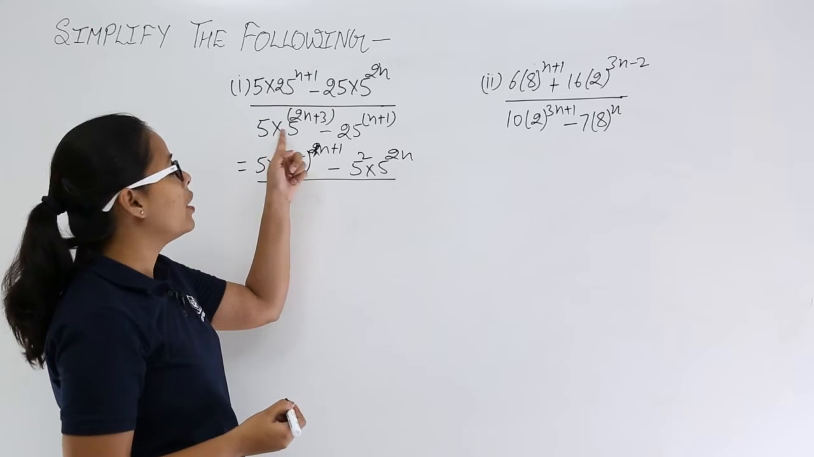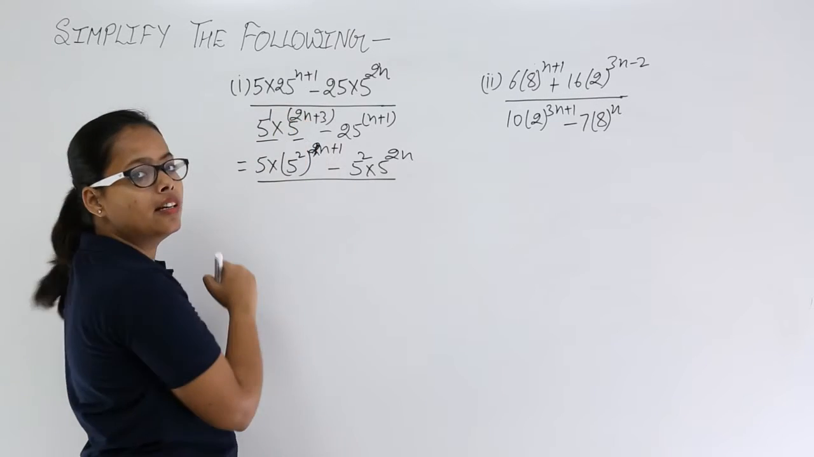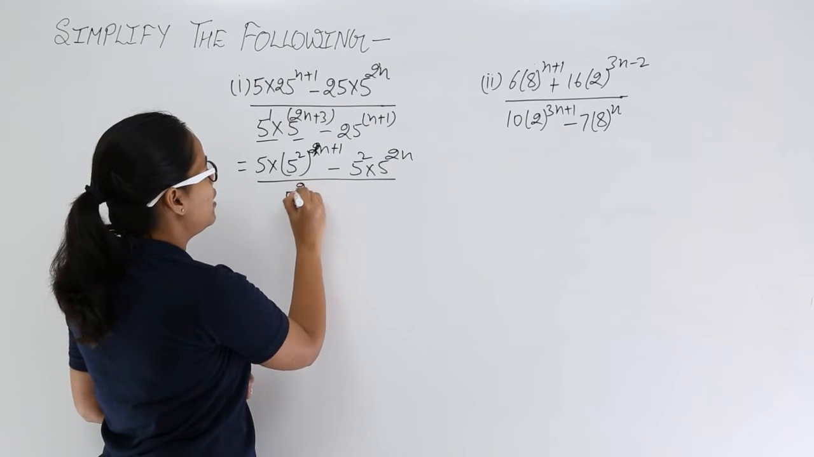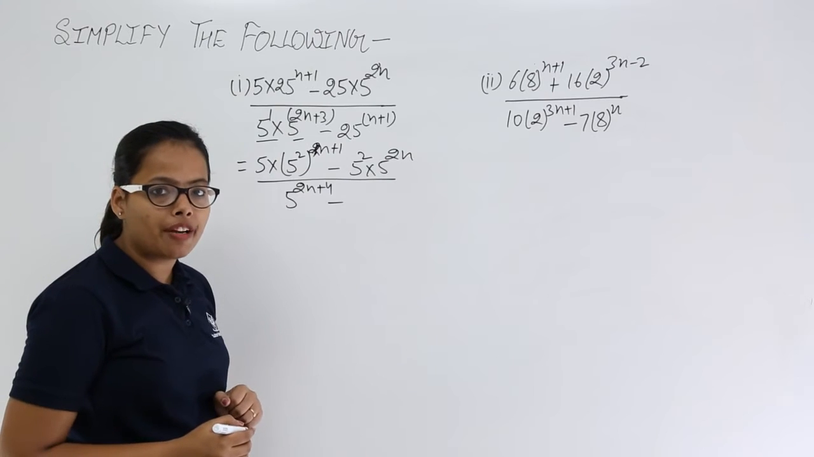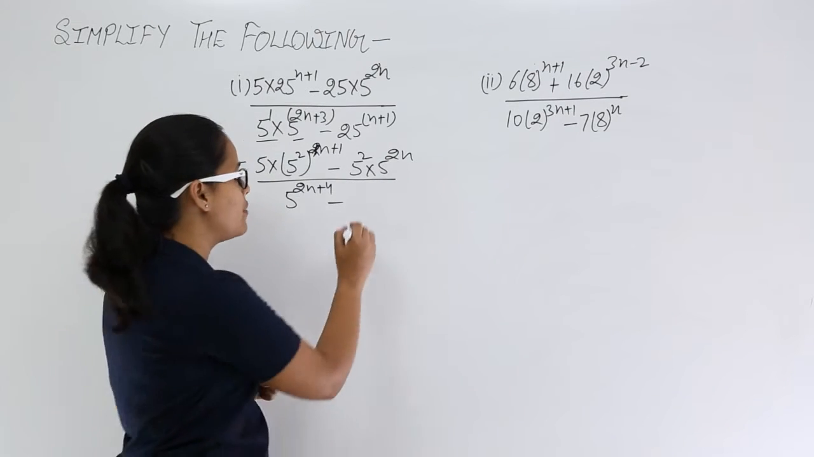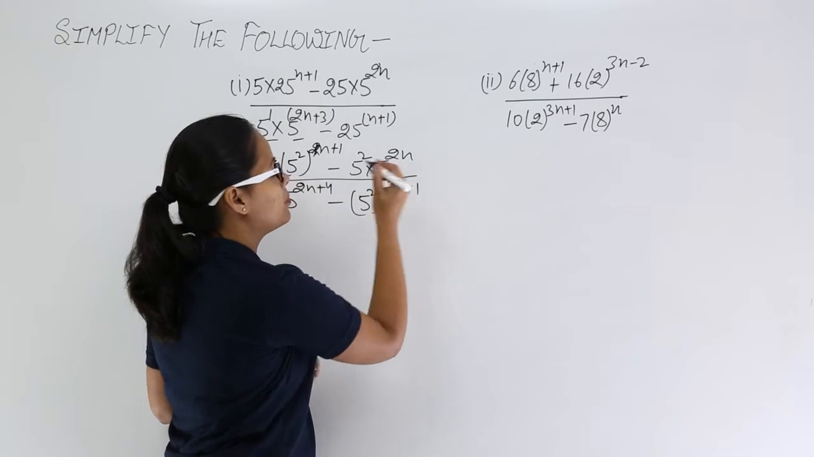divided by. Now here you can see that the bases are the same, so the powers will get added. Now you can directly write here 2n plus 4 minus, here in this case it is 25, so you will write this as 5 square whole raised to power n plus 1.